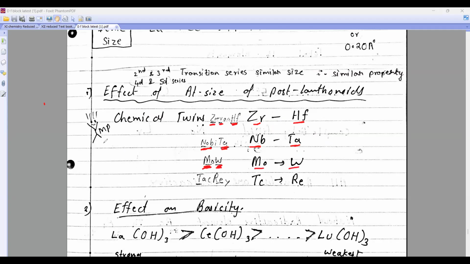And beta, there was a famous politician Bala Sahib Thackeray. ठाकरे को मैंने टाकरे कर दिया. Technetium and rhenium. Because in MCQ they will ask zirconium has similar size with whom? Hafnium. Niobium, Nobita, tantalum. Molybdenum with wolfram. Takre, so technetium with rhenium. Is this clear? Very, very important question, beta.